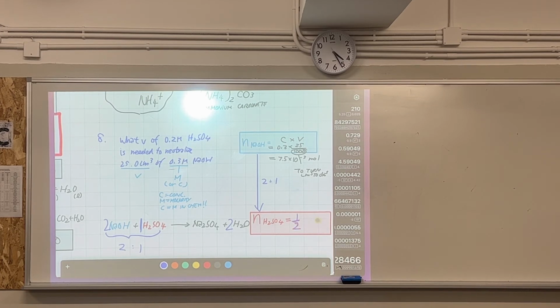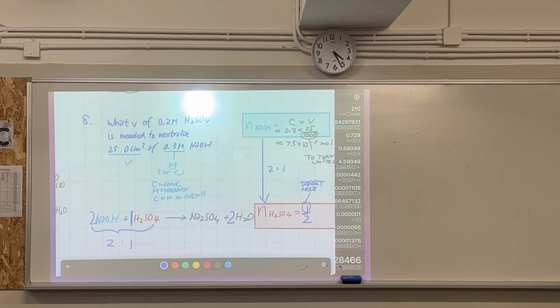For those of you who don't know why this is 1/2, you can put the target mole ratio on top. This is always the target mole ratio as the numerator. What do we mean by target? NaOH is the known one, right? H2SO4 is the unknown one. You are trying to get from the known mole to the unknown mole. That means this is the target mole ratio. You divide the target mole ratio by the starting mole ratio. So this is the starting mole ratio, and this is your target mole ratio. Then that way you will always get the right answer.